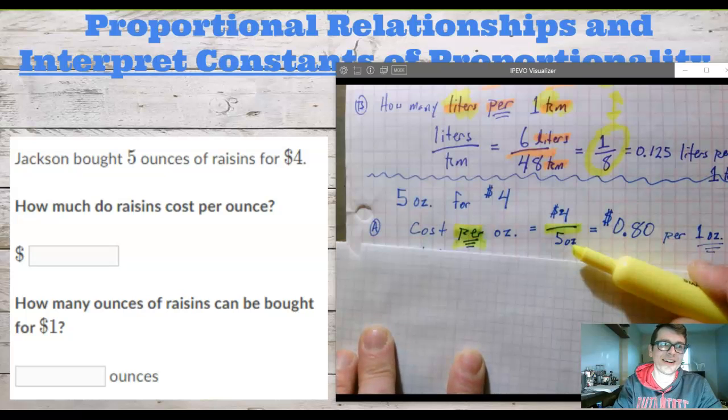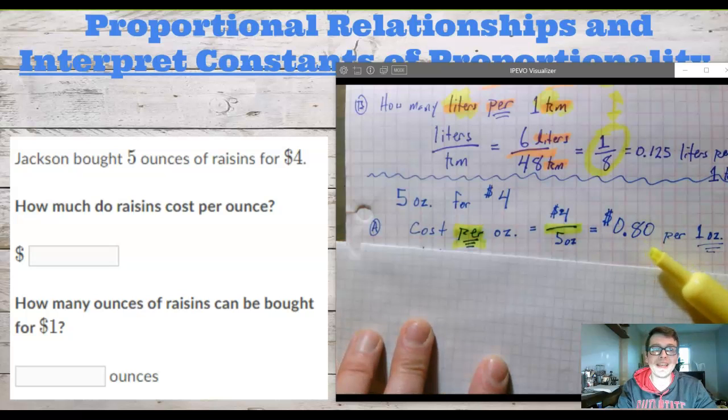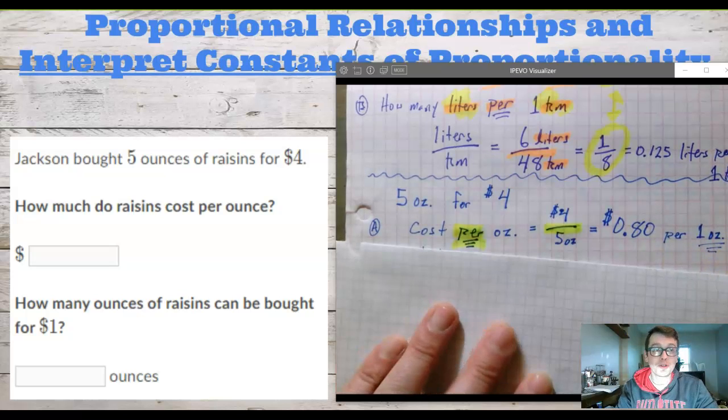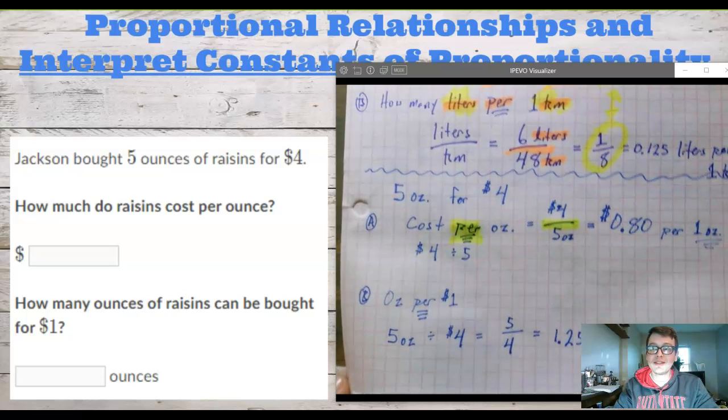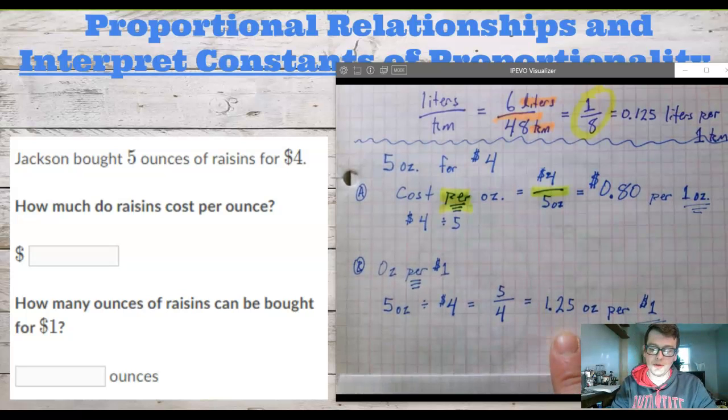Yeah, Kiki, there you go. So 4 divided by 5 comes out to be 0.8 or 80 cents per ounce. Be careful. The trapdoor you fell in is the other unit rate. So if you gave me the answer of $1.25, it's not $1.25. It's 1.25 ounces per $1.